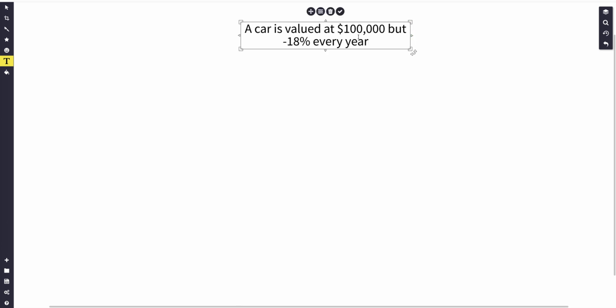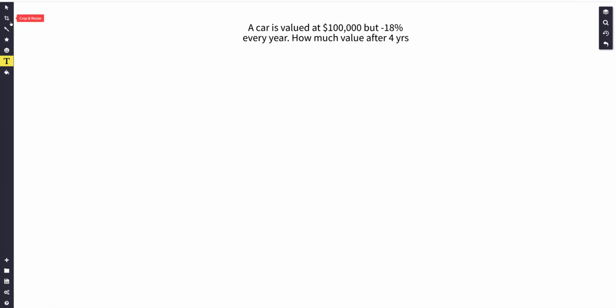Okay, so a car is valued at $100,000. But it loses 18% of its value every year. I'm gonna try to shortcut the writing, but mine is 18% every year. How much value after 4 years?